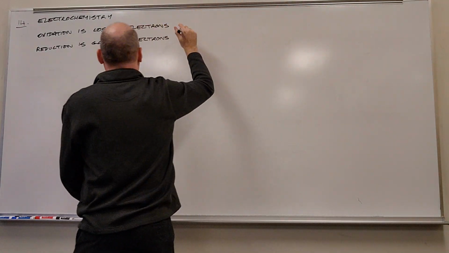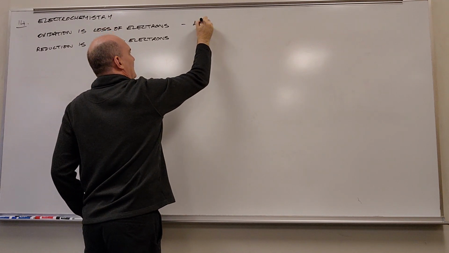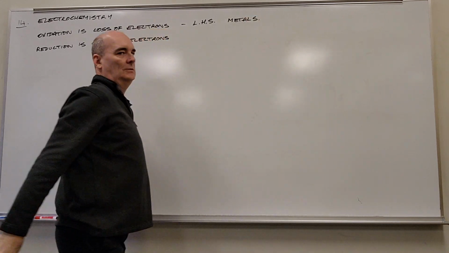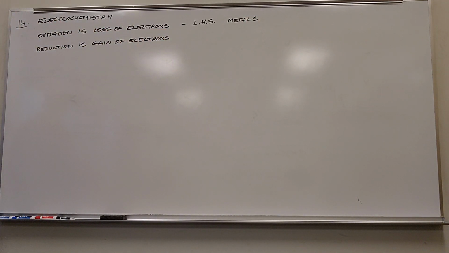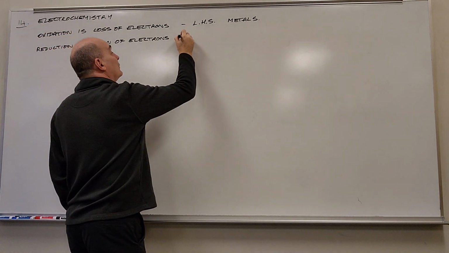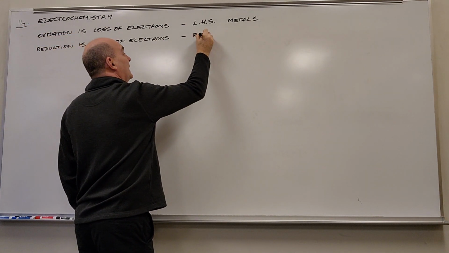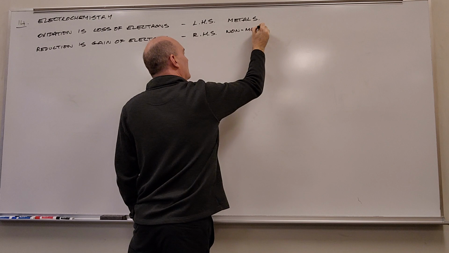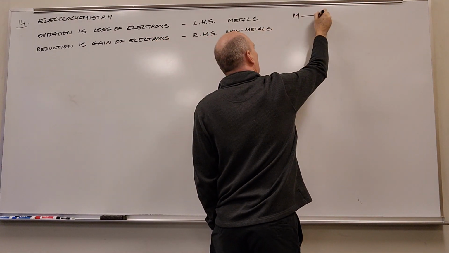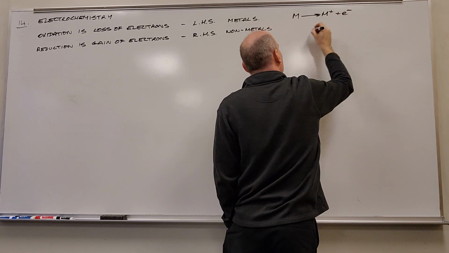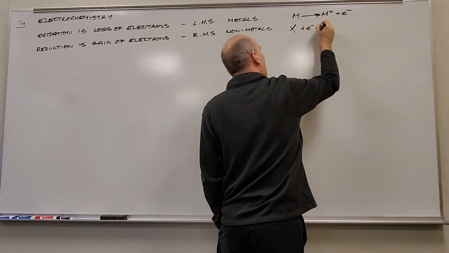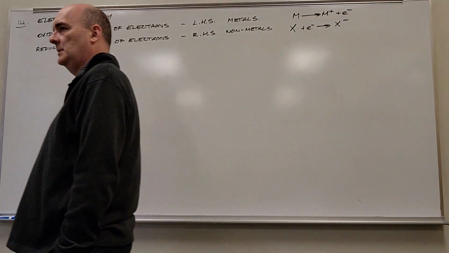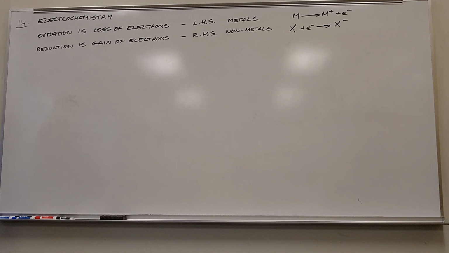Okay, this is definitely left-hand side behavior. That's what the metals do. And reduction is the gain of electrons. And reduction is definitely a right-hand side behavior that we see in non-metals. Okay, so M goes to M plus an electron, X plus the electron goes to X minus, where M is a generic metal, X is a generic non-metal. Okay.